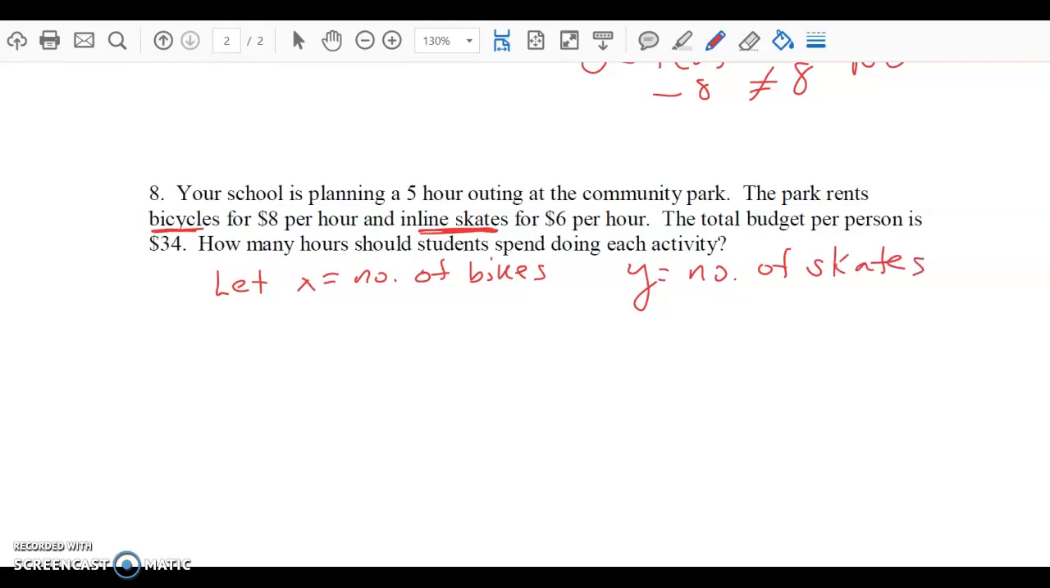So now we have to set up two equations. So the first equation is we know that we have a 5-hour outing. And we have how many hours should the student spend doing each activity. So there's some key words in here. So we know that x plus y has to equal 5.